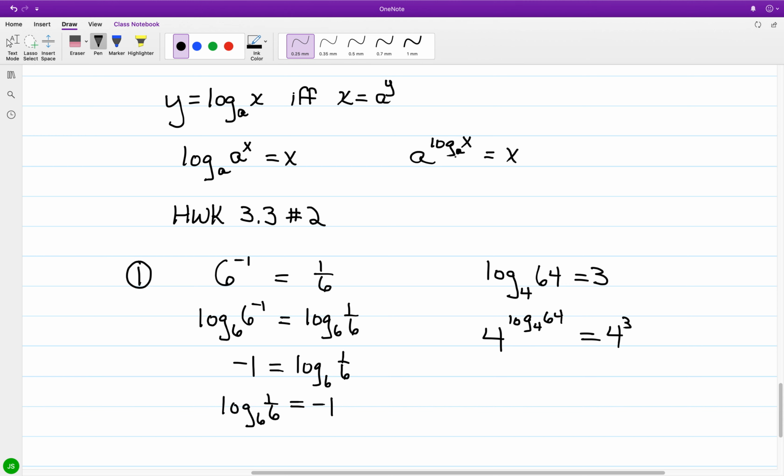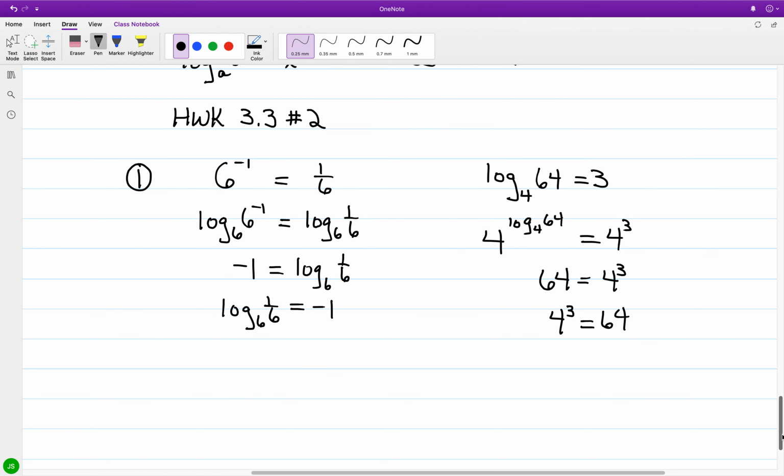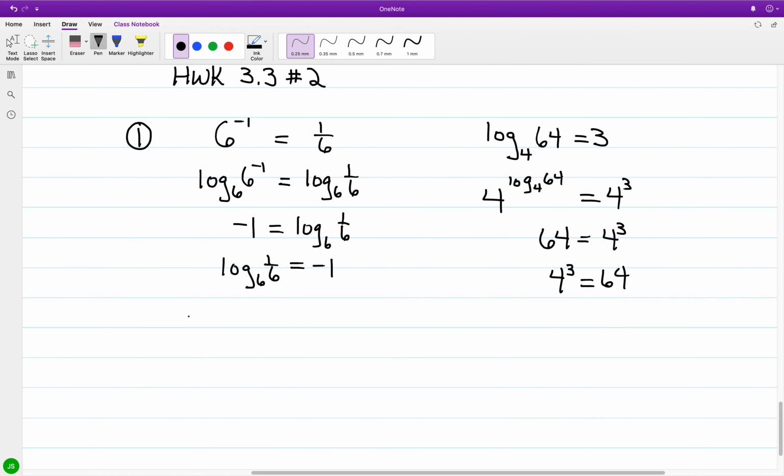and we have a to the base a logarithm of x is equal to x. 4 to the base 4 logarithm of 64, our x value is 64. And here we have 64 is equal to 4 to the third. Conversely, we have that 4 to the third is equal to 64. Now, for rewriting a statement.